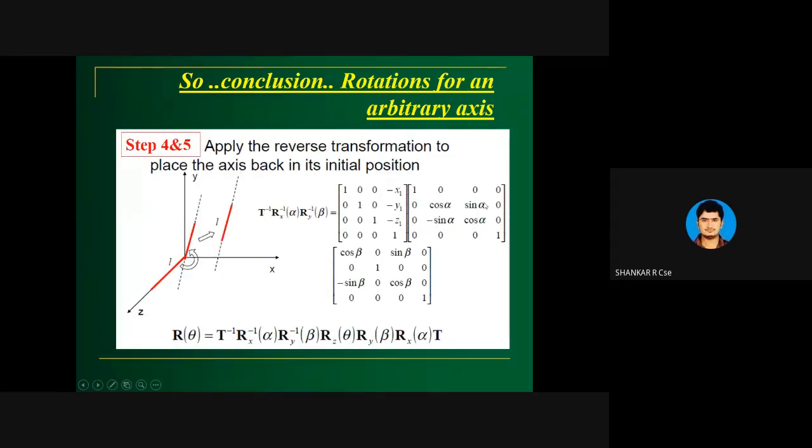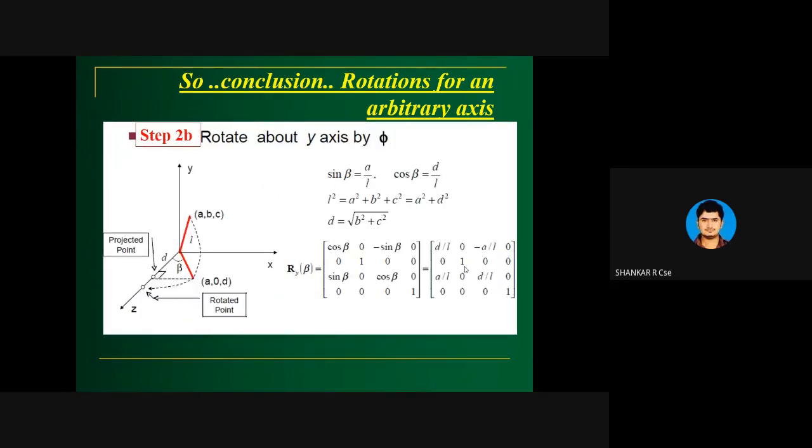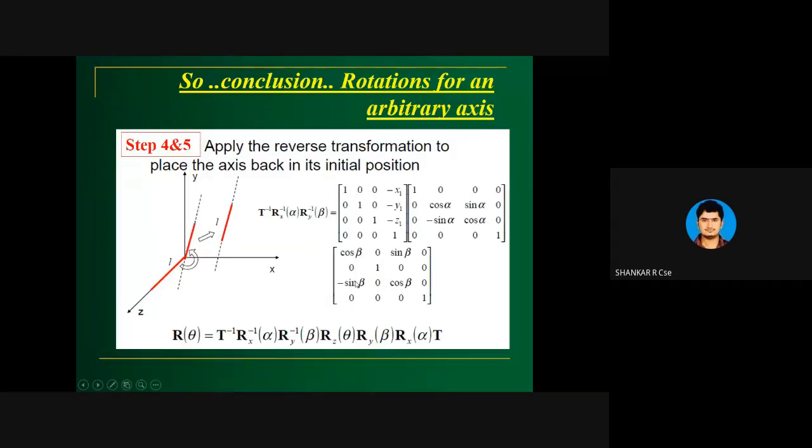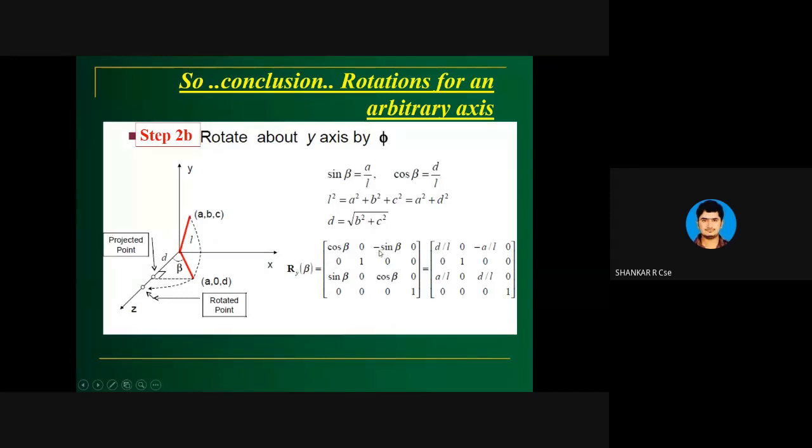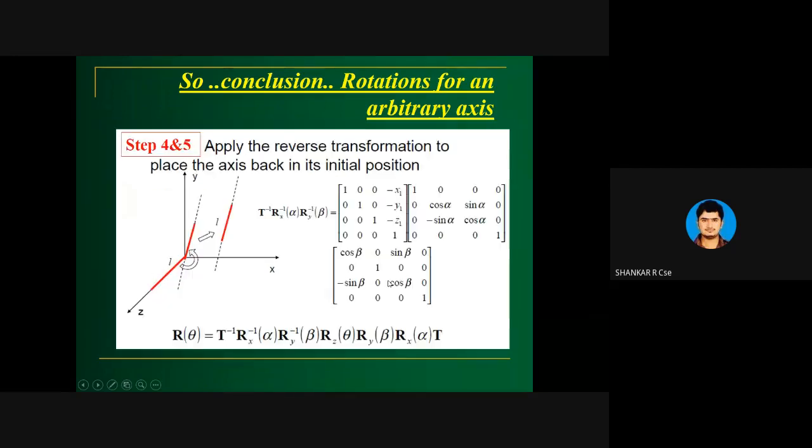This is step 2a. Step 2b's inverse is, go to 2b, you can see here cos minus sine is here in the row major, put it in column major, so it becomes cos minus. Again in 2b, sine beta, cos beta, row major, third row, put it in column major, so sine beta, cos beta. This is your inverse.